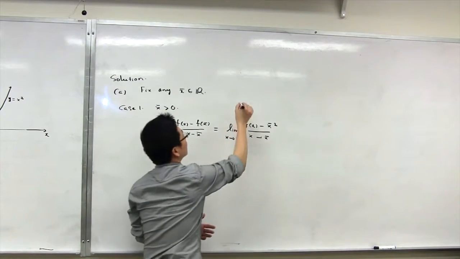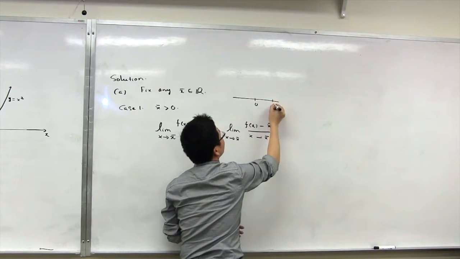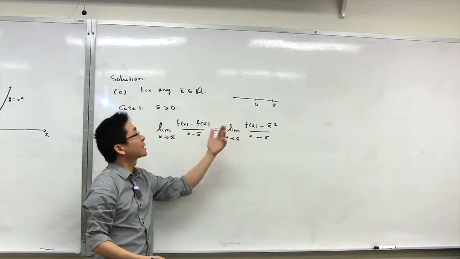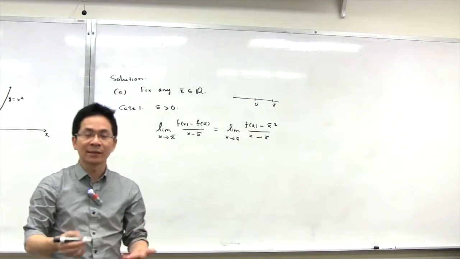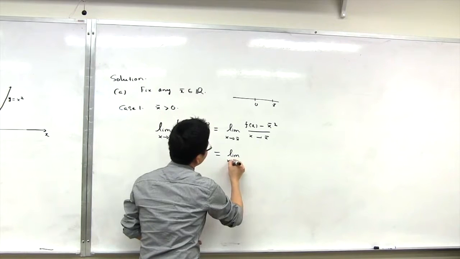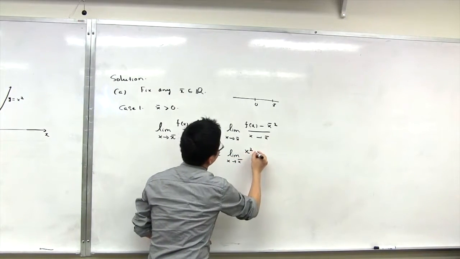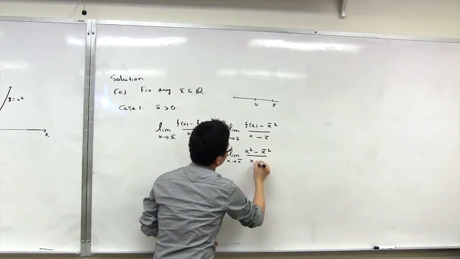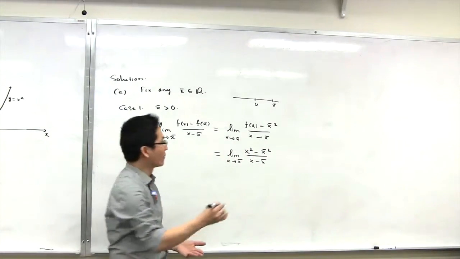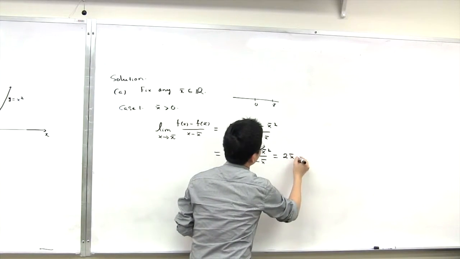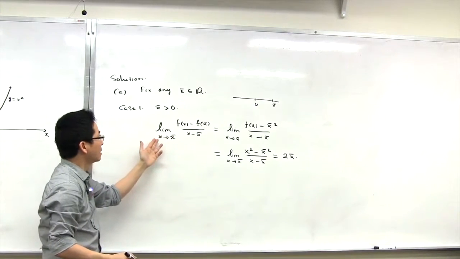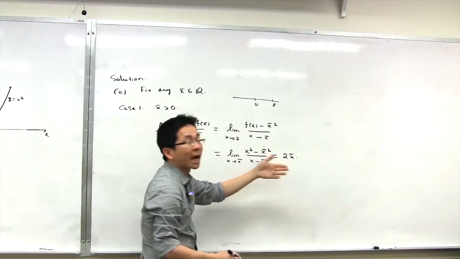And because x bar is greater than 0, and x approaches x bar, then x is greater than 0 when it is sufficiently close to x bar. So this limit is equal to the limit as x approaches x bar of x squared minus x bar squared over x minus x bar. And as you can see, this is just the derivative of the squaring function at x bar, and therefore we can easily see that this is 2 times x bar. So the limit of f of x minus f of x bar over x minus x bar as x approaches x bar is 2 times x bar.